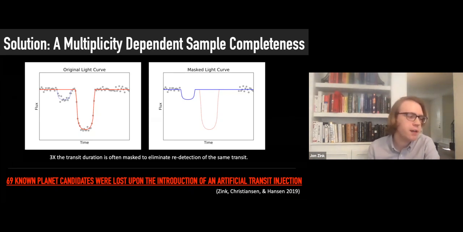And what we found is that when these injections were made, 69 of the known planet candidates were actually lost just because an injection was made. So that means there was a higher signal-to-noise injection made, causing some kind of masking issue that made it less likely for these secondary planets to be detected. So using this data, we can actually quantify this second completeness map.